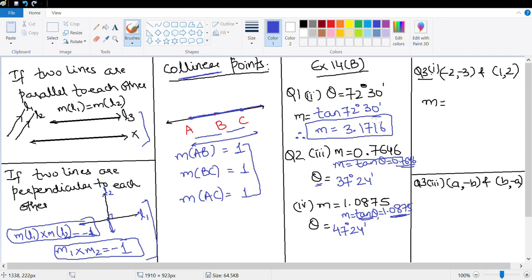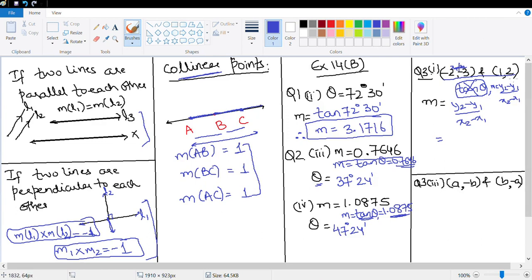Question 3 says find the slope of the line passing through the following pairs of points. So I told you there are two ways of calculating slope. One is m is equal to tan theta, or the other one is m is equal to y2 minus y1 upon x2 minus x1. In this case, inclination is not given, which means I cannot use this method. So let's use the other one. m is equal to y2 minus y1 upon x2 minus x1. So let's substitute. Does it matter whether I call this x1 or x2? No, it doesn't matter. Whichever point I can call x1, whichever point I can call x2.